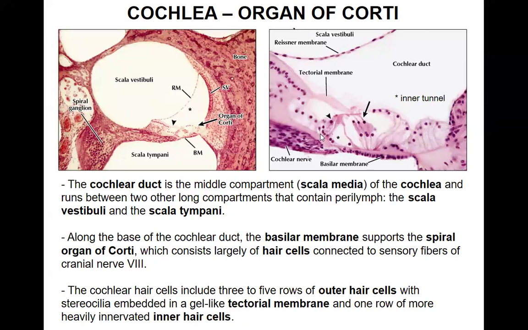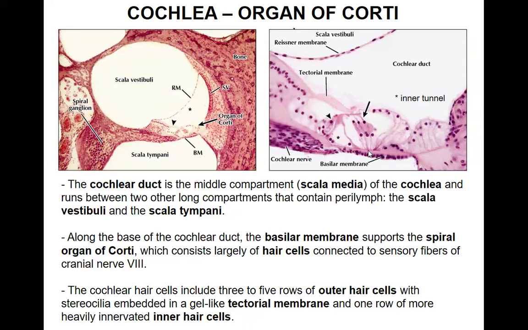And they make a synapse with the neurons of the cochlear nerve, and the cell bodies of those neurons are in this spiral ganglion. It's a ganglion. It's in the peripheral nervous system. So when the sound wave sets in motion the Reisner membrane, the endolymph that's present in the scala media will set in motion the basilar membrane.